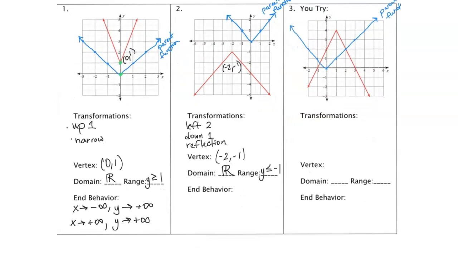As for our end behavior, we have as x approaches the left, so as it's going towards the left, negative infinity. So going towards the left, we are traveling downwards. So y is going to negative infinity. As we go towards the right, so as x goes towards positive infinity, we are traveling once again downwards. So y is going to negative infinity.